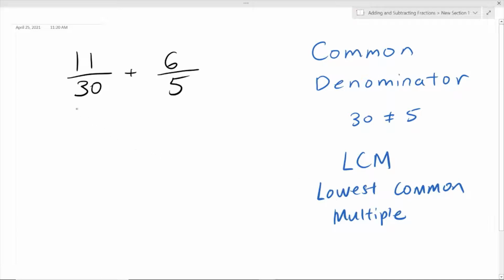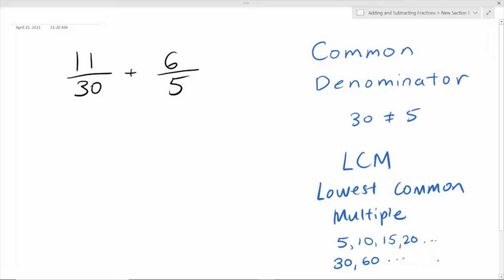So to find the lowest common multiple of 5 and 30, we can basically list the multiples, right? So list 5, this is 5 times 1, equal to 5, 5 times 2 is equal to 10, 5 times 3 is equal to 15, 5 times 4 is equal to 20, so on and so forth, and then we can list it for 30 as well. So 30 times 1 is 30, 30 times 2 is 60, and so on and so forth.